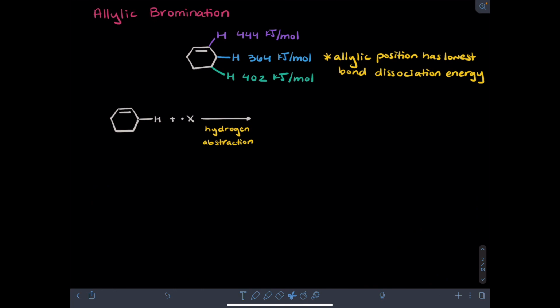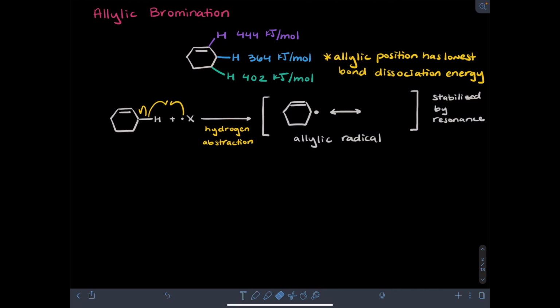Let's consider that allylic position participating in a hydrogen abstraction step with a radical. Here X is likely to be a bromine. The mechanism for this hydrogen abstraction step will have three curved arrows: from the X radical to a point in space, from the CH bond to the same point in space, and then from the CH bond to carbon. This hydrogen abstraction forms a new HX bond, and it forms a new radical at the allylic position.